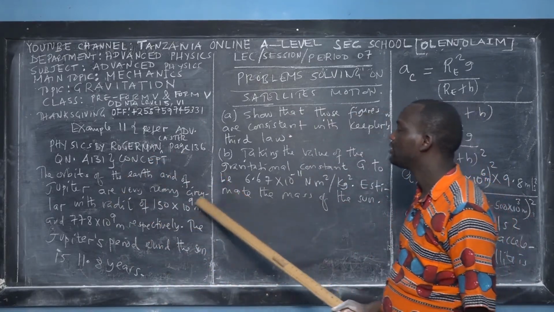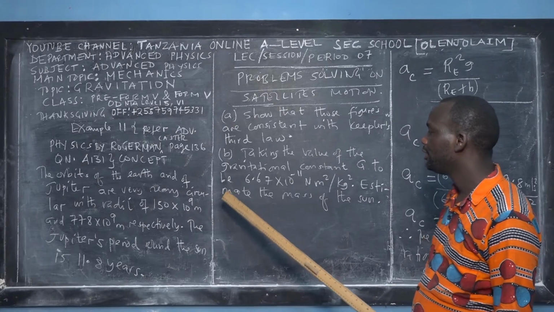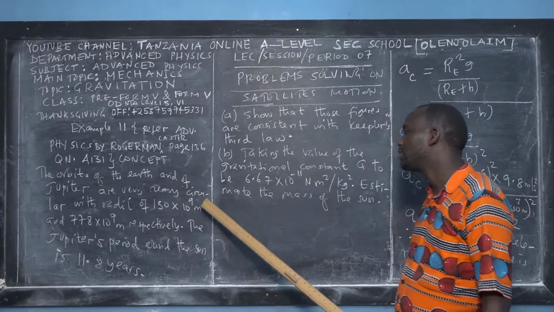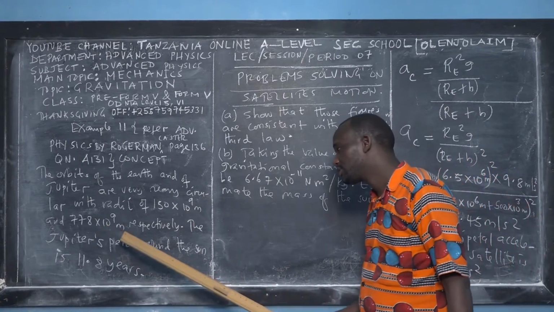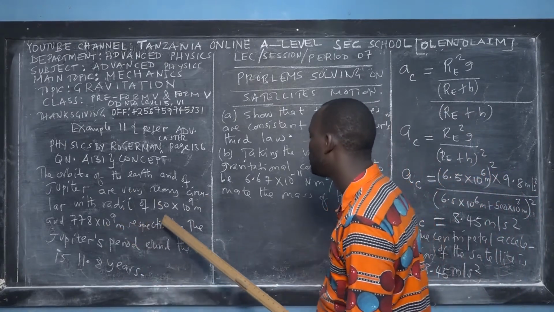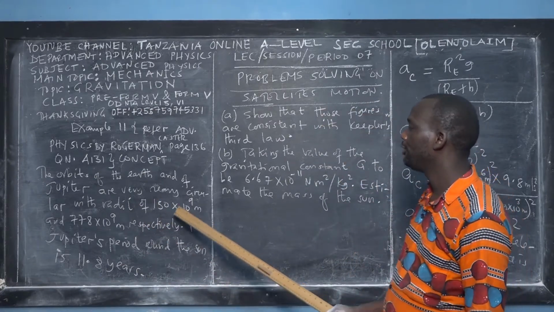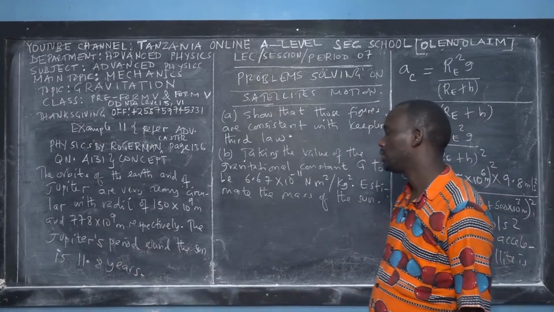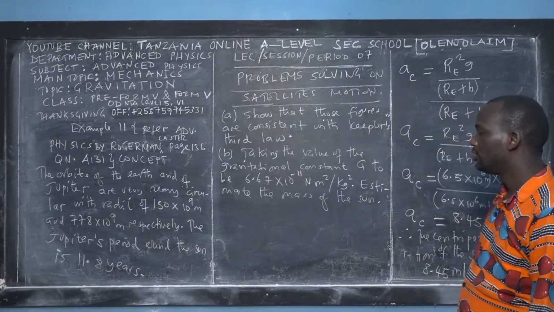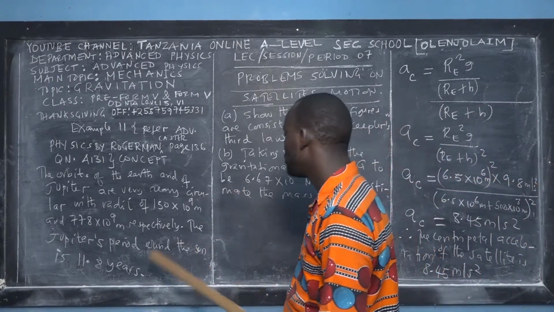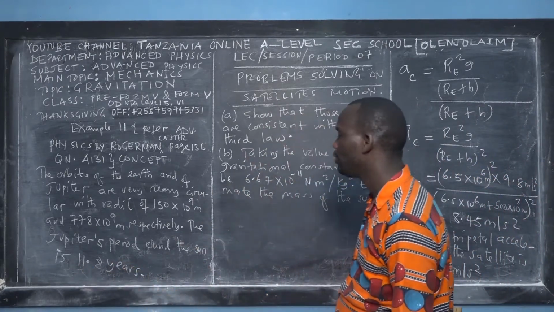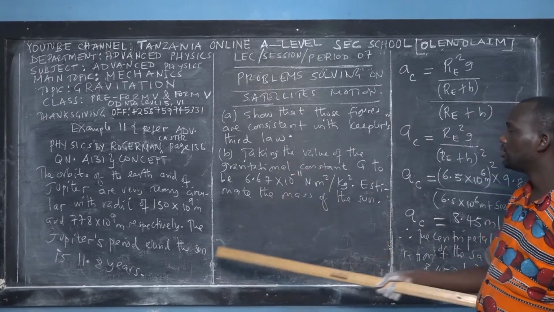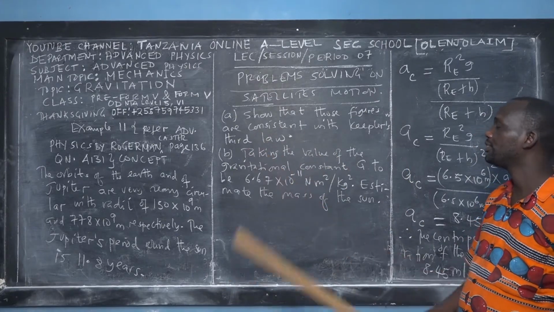The orbits of the Earth and of Jupiter are very nearly circular, with radii of 150 × 10^9 meters and 778 × 10^9 meters respectively. So this is the radius for the Earth, and this is the radius for Jupiter, right? Jupiter's period around the Sun is 11.8 years. Then show that these figures are consistent with Kepler's third law.